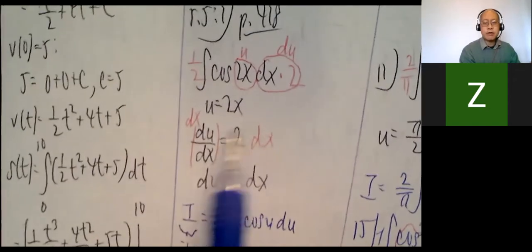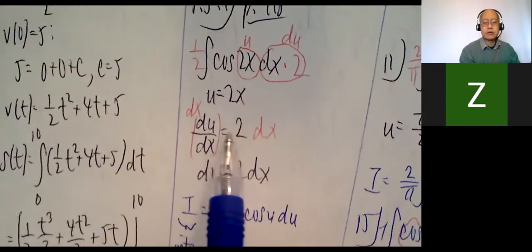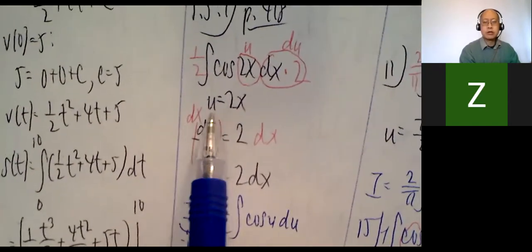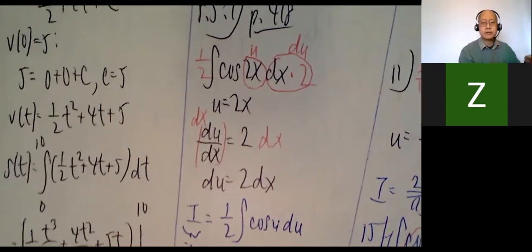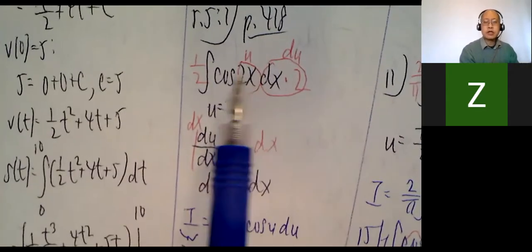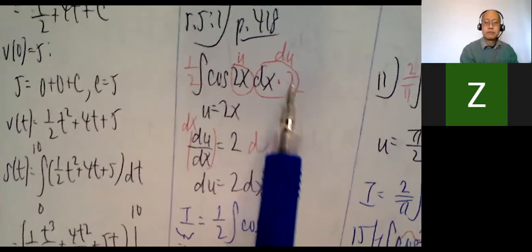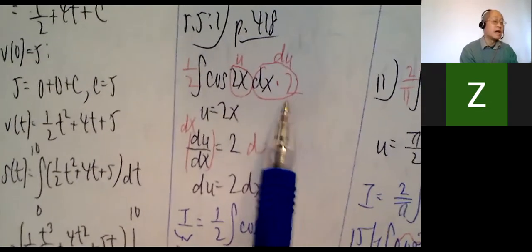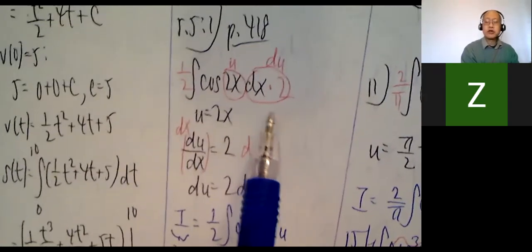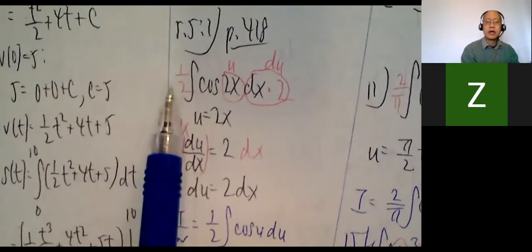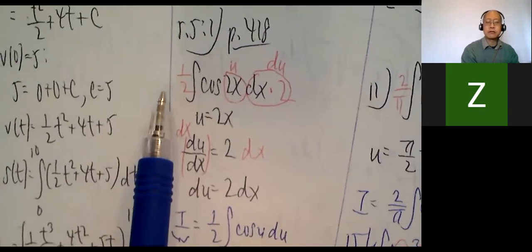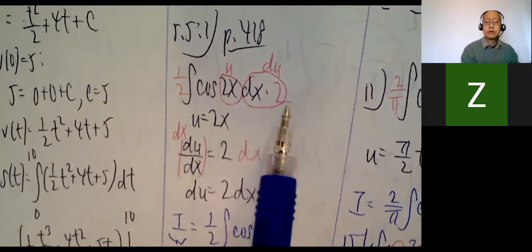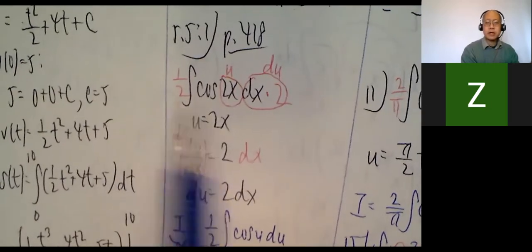So you don't have to take this step over here. You don't have to write du dx equals 2 and then multiply both sides by dx. Go straight to du equals 2dx. Okay, the original problem did not have a 2. Put it in. You can do that for constants, not variables. So for instance, you're not allowed to put an x here and a 1 over x outside. That's not allowed. Okay, 2 and 1/2 is okay.